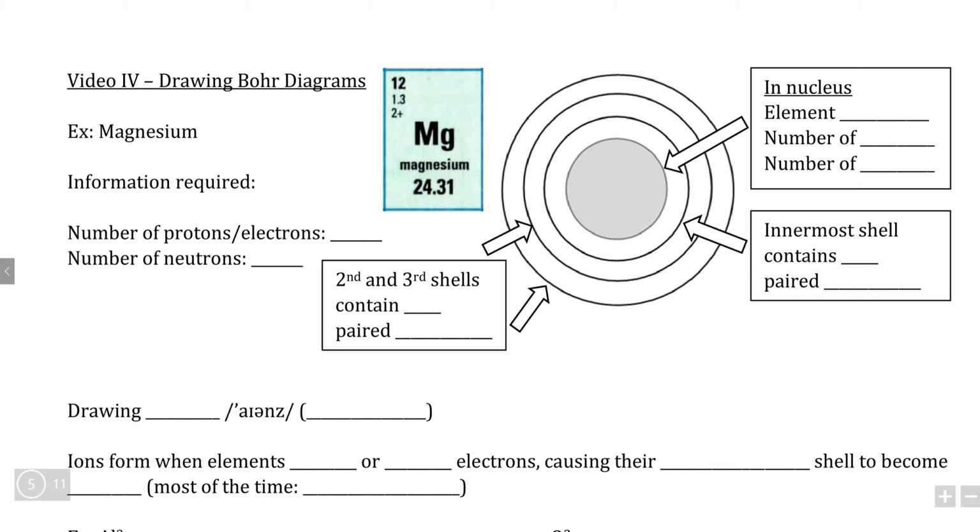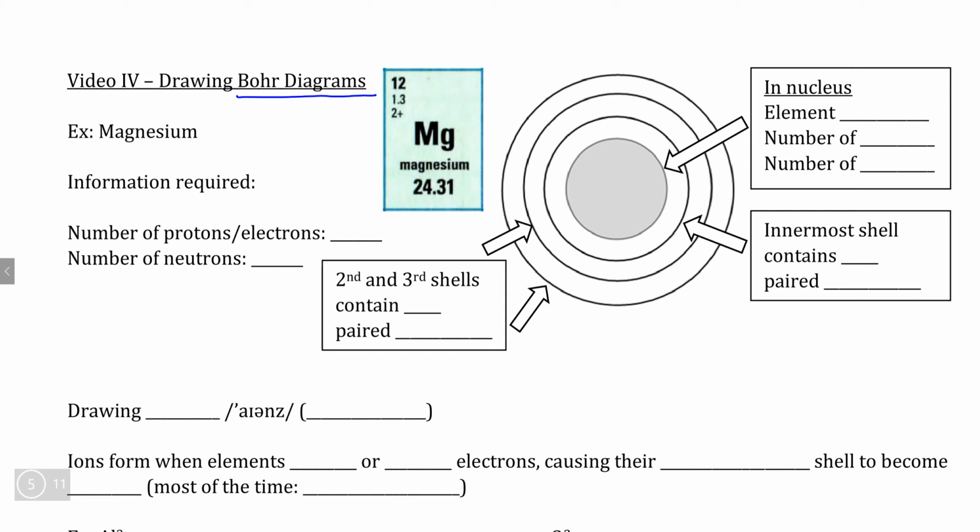Now that you've learned about the structure of atoms and how to find information about specific elements using the periodic table, it's time to learn how to draw the Bohr diagrams of elements by yourself. So before we start our first example, that being the metal magnesium, we need to talk about what each part of the Bohr diagram represents.